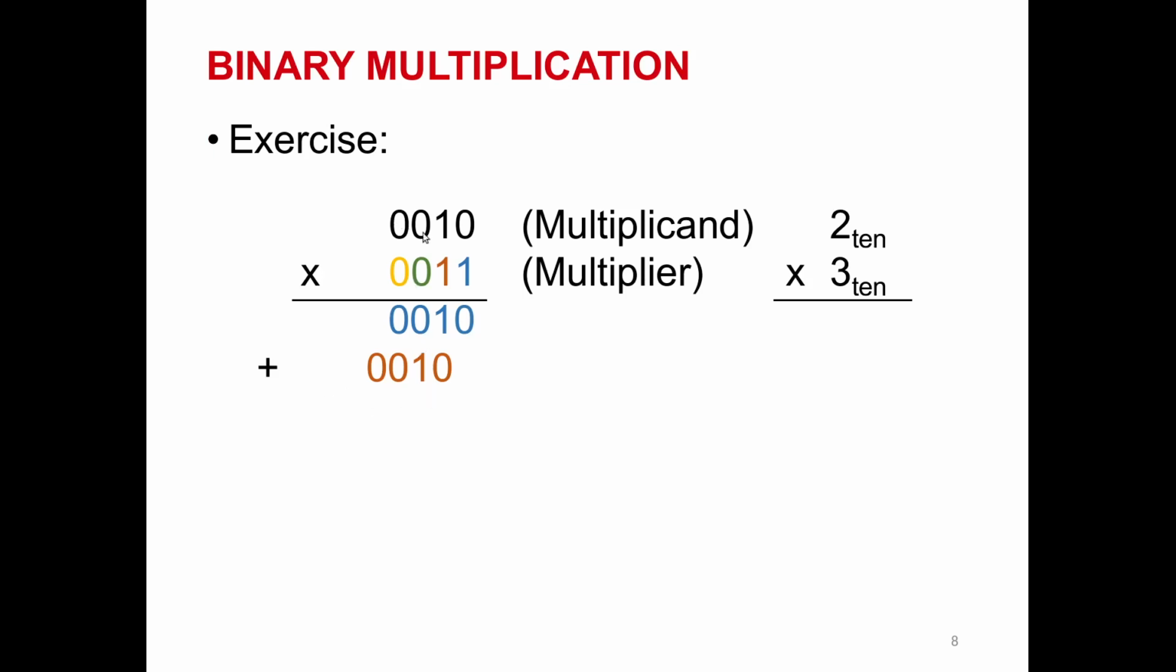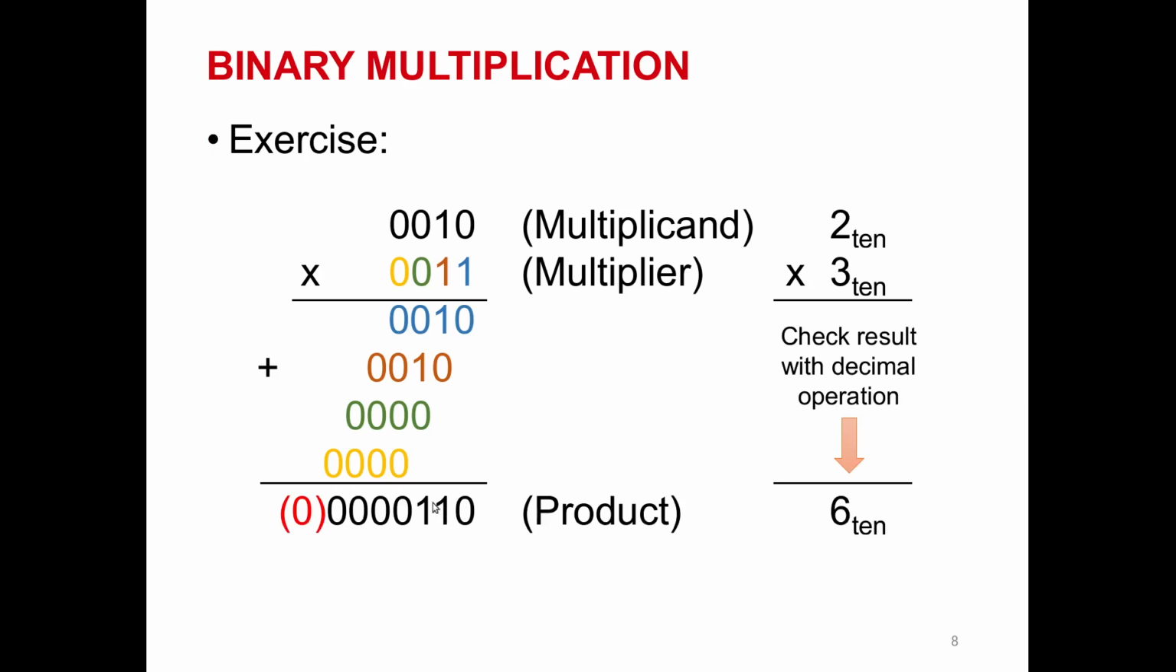0 multiplied with anything is 0, so we have 0 here. And finally, this 0 multiplied with this will be written from here further to the left. So we have all 0 here, and we add the columns together for the final result. We will have 0000110, and it is equal to 6 in decimal.